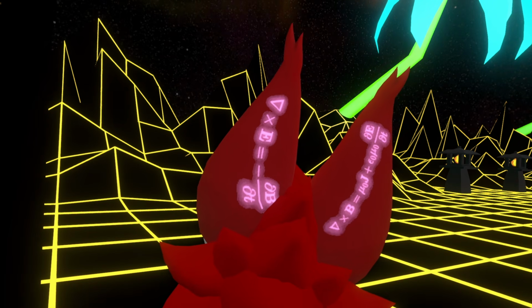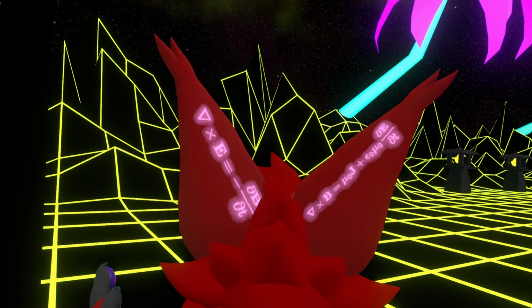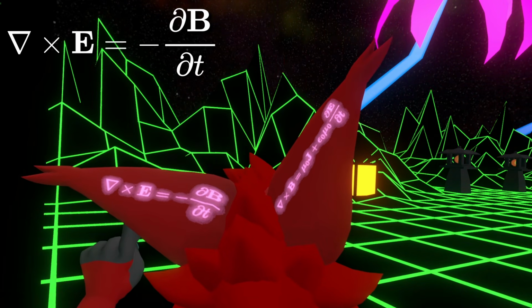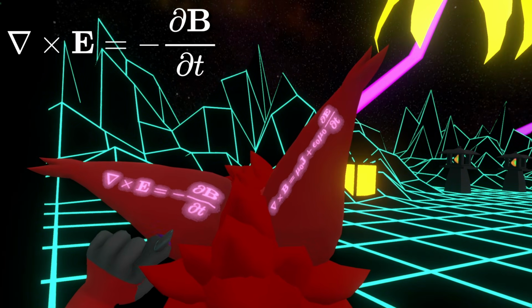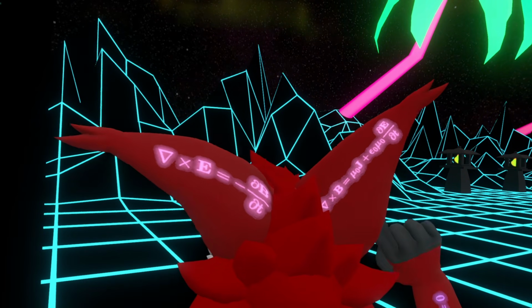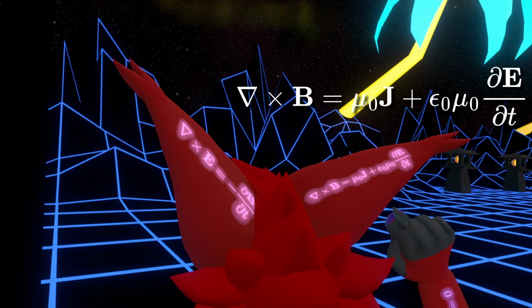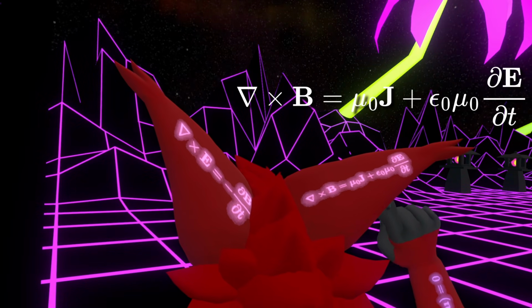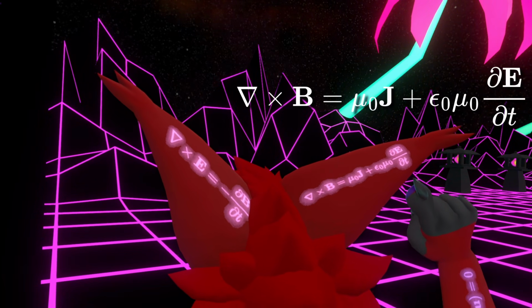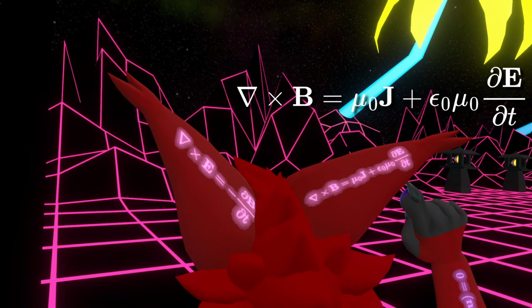Of course, the other two Maxwell equations are behind my ears. This is Faraday's law, basically saying that a changing magnetic field causes an electric field. And this is Ampere's law, where it basically says a magnetic field is caused by an electric current. And you have Maxwell's correction term added in.